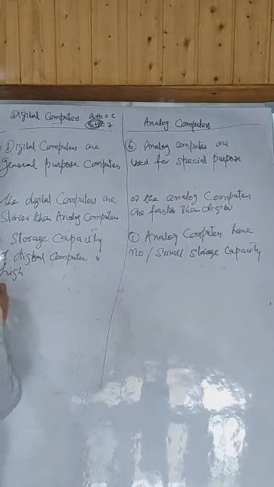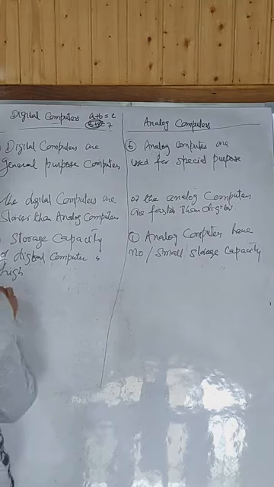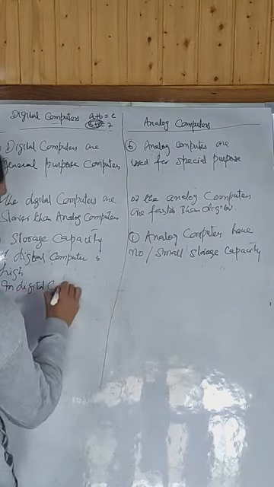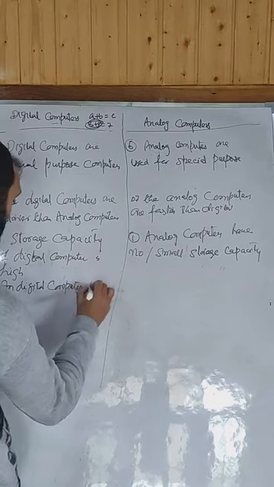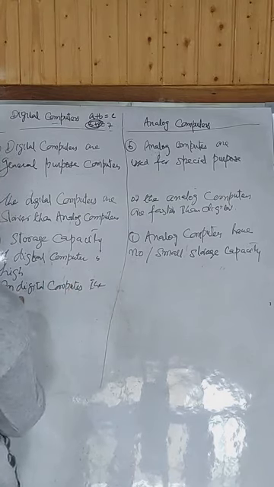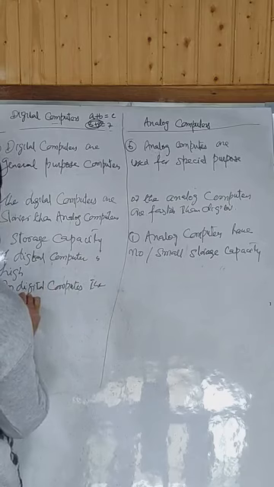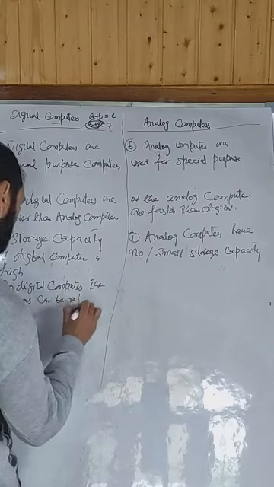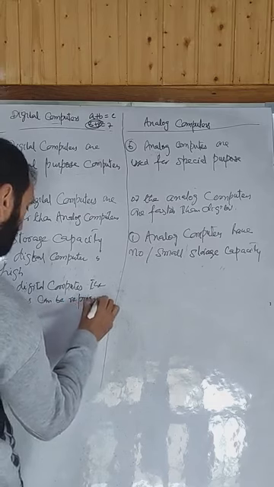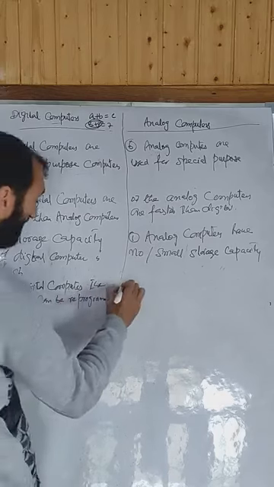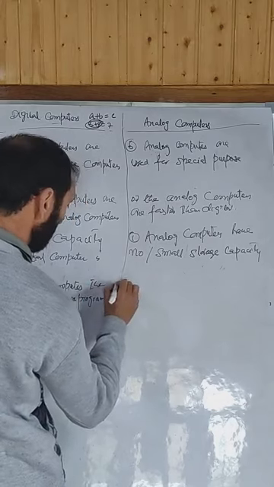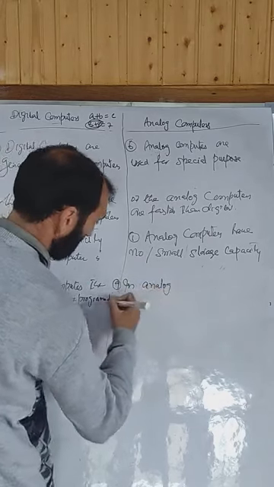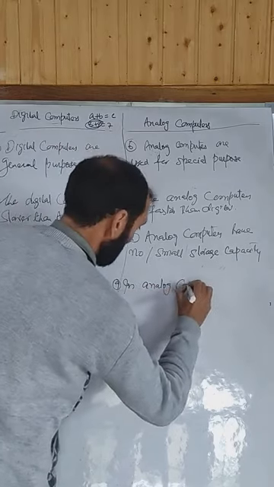In digital computers, the programs can be reprogrammed. Whereas in analog computers, it is not possible.